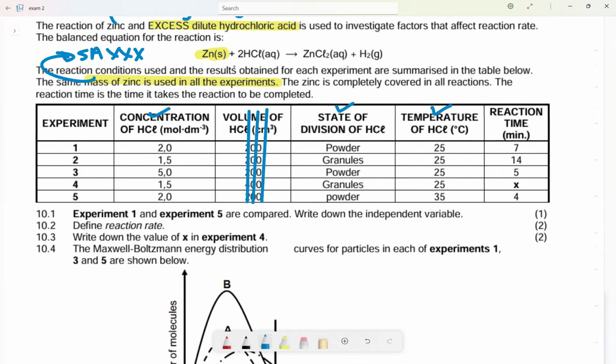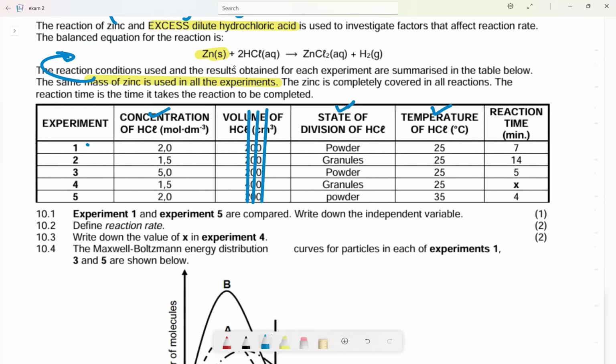Okay, yes. So now, remember, surface state of division is the same as surface area. So no catalyst here was added or whatever. Maybe, we don't know. We'll see. Maybe a catalyst was added or not.